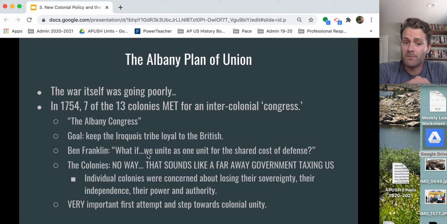But it's still really important because it's a first attempt, a first step to try to achieve intercolonial unity, unity amongst all the colonies. We talked last week about how one of the important things of the Great Awakening is that it started establishing ties amongst the colonies. The Albany Plan is a logical next step to a more interconnected colonial group. And even though it fails, it is a unique first step towards trying to figure out how to create intercolonial unity.